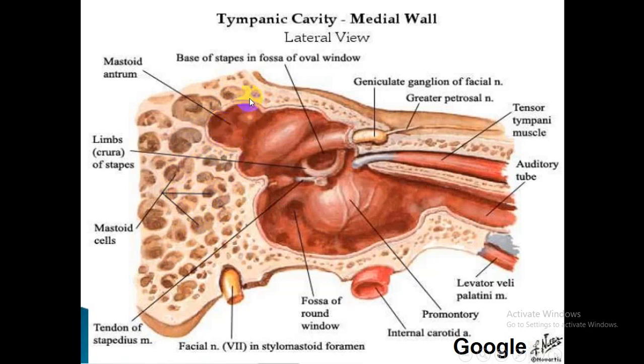The mastoid antrum is the largest and most superior cavity of the mastoid air sinus. From the beginning, the aditus leads to the mastoid antrum, which is the largest and the most superior cavity of the mastoid air sinus. It is lined with the mucous membrane.